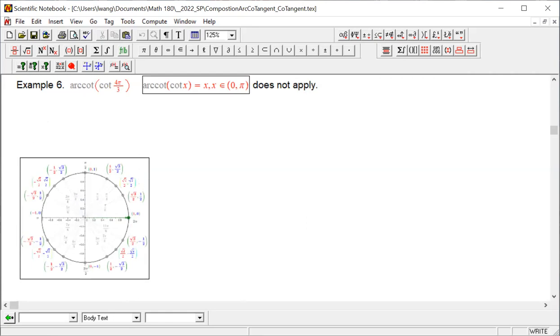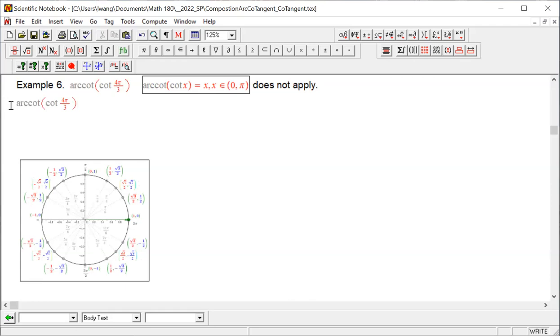Well, we just do it from inside out. So our cotangent of 4 pi over 3, we're going to do the angle drawing another time, right? We measure 4 pi over 3 counterclockwise. I think we terminate here. 4 pi over 3 is a pi plus pi over 3, right? So that's pi over 3. So there we go. We got a terminal.